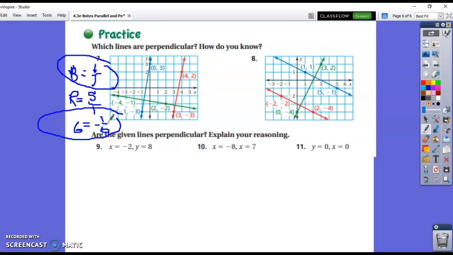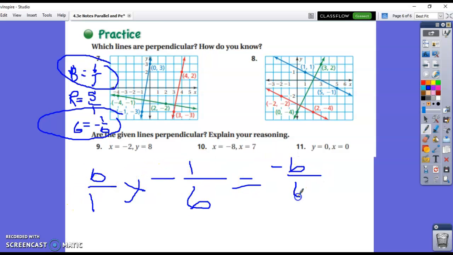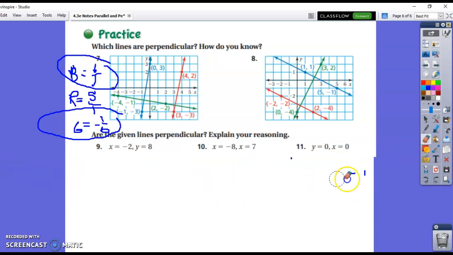And when it says, how do you know? You can say it's the negative reciprocal or the opposite reciprocal, or you could say that when you multiply the slopes together, you get -1. So if I take 6/1 times -1/6, 6 times -1 is -6. 1 times 6 is 6. -6 divided by 6 is -1. And when you have perpendicular slopes, when you multiply their slopes together, you should always get -1. Okay? All right, stop the video and you try number 8.